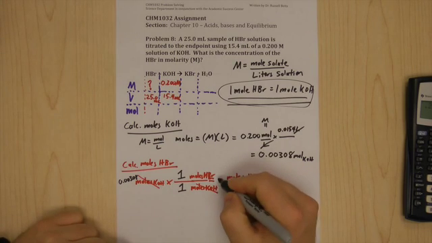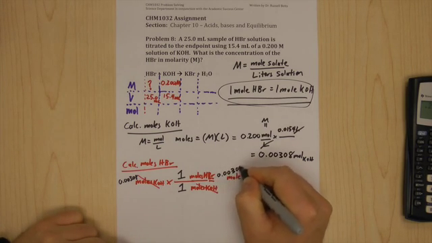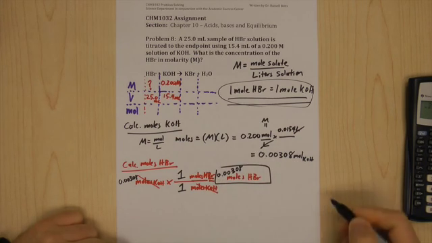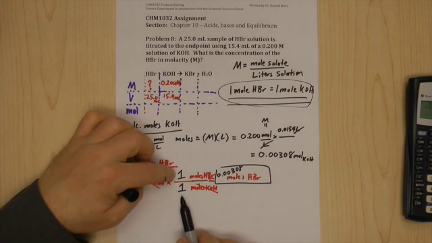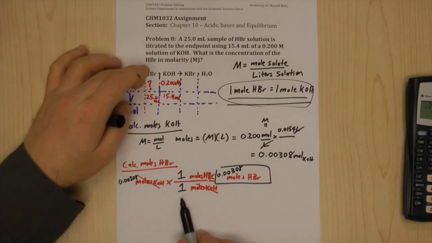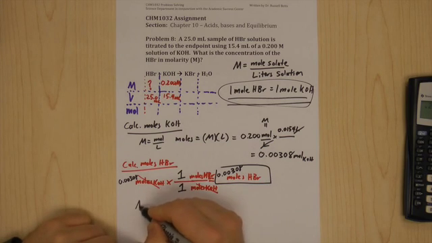Okay, so now this is going to be 0.00308 moles of HBr. Okay? And that's because it was a 1-to-1 relationship, because of the balanced equation. Okay? Now, last step, molarity of HBr.